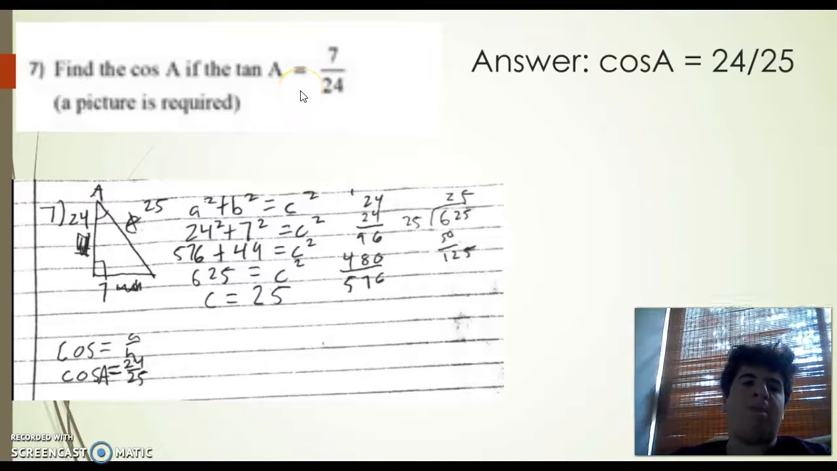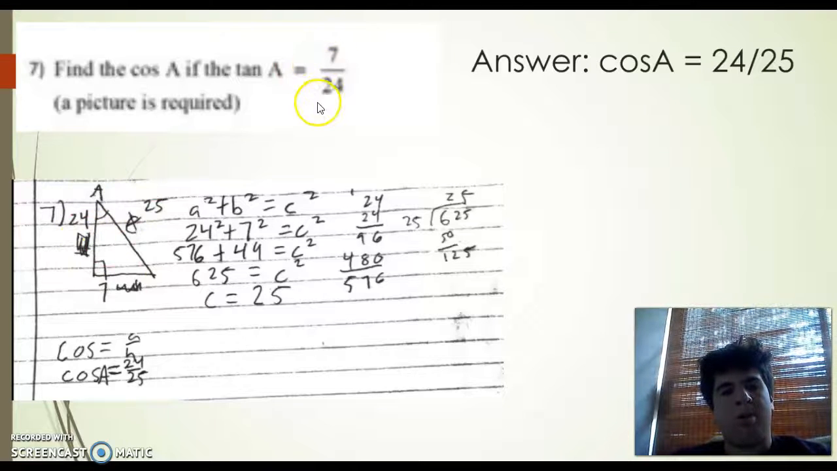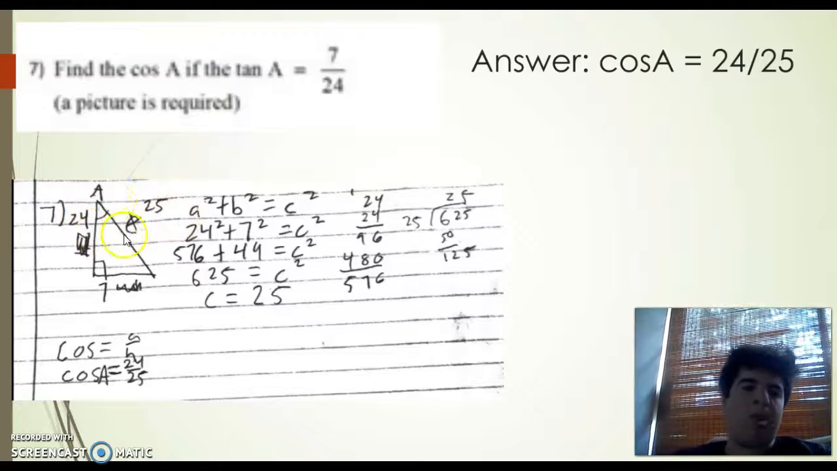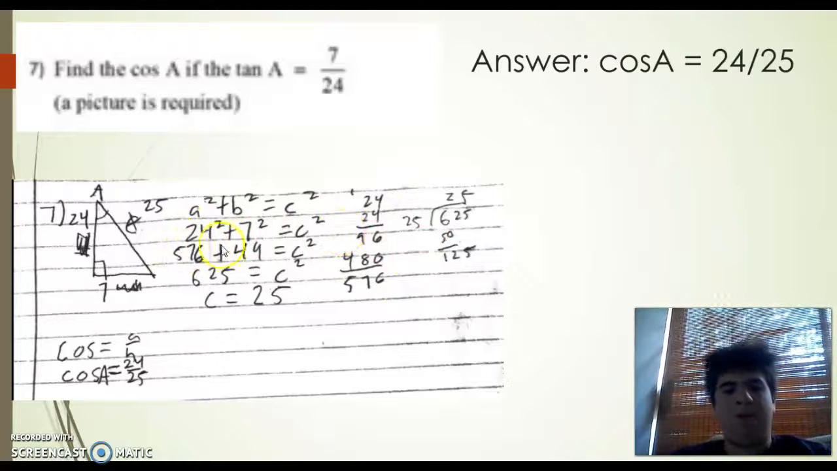Number 7, find the cosine of A if tangent A is 7 over 24. Right, tangent is opposite over adjacent, 7 opposite, 24 adjacent. And then I use the Pythagorean theorem to find the hypotenuse. Here the legs, and then simplifying, 576 plus 49, 625. Square root of both, c equals 5. Then I did the cosine of A, 24 adjacent over hypotenuse 25. Cosine of A would be 24 over 25.